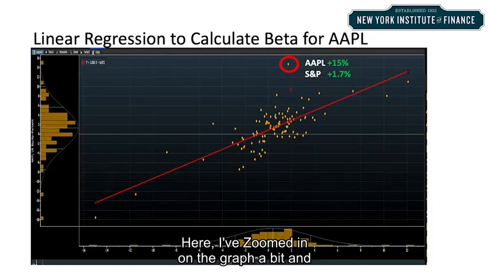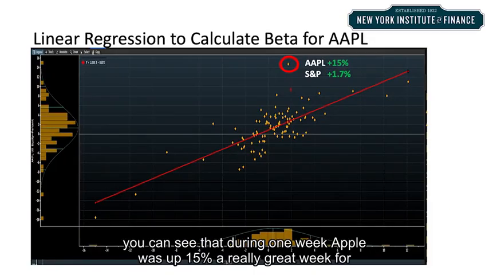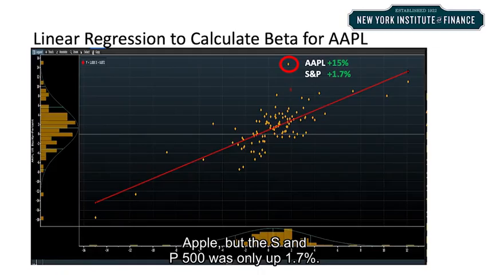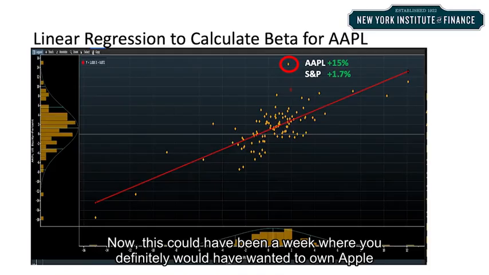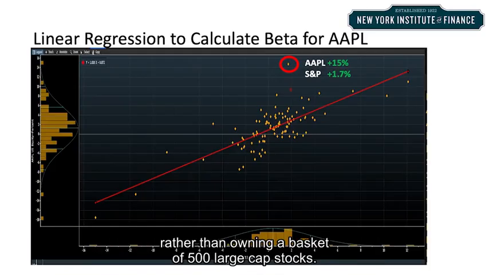Here I've zoomed in on the graph a bit, and you can see that during 1 week, Apple was up 15%, a really great week for Apple, but the S&P 500 was only up 1.7%. Now this could have been a week where you definitely would have wanted to own Apple rather than owning a basket of 500 large cap stocks.